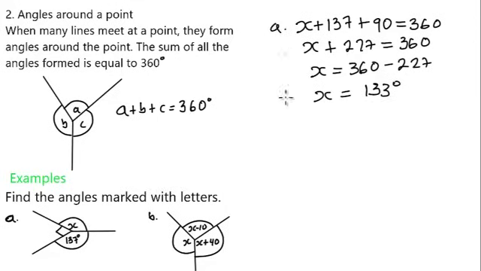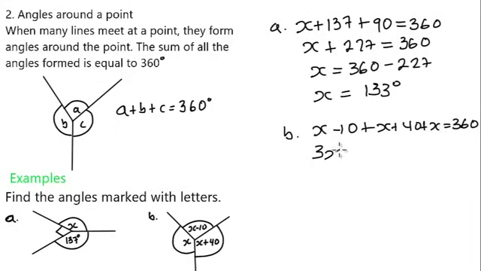So let's move on to B. Now B here, again, we have angles around the point. So we add all the angles there. We have x minus 10 plus, and then here we have x plus 40, and then we have plus x is equal to 360 degrees. Now over here, x plus x plus x will give us 3x. And then negative 10 plus 40 will give us positive 30. And so this will give us 360 degrees.